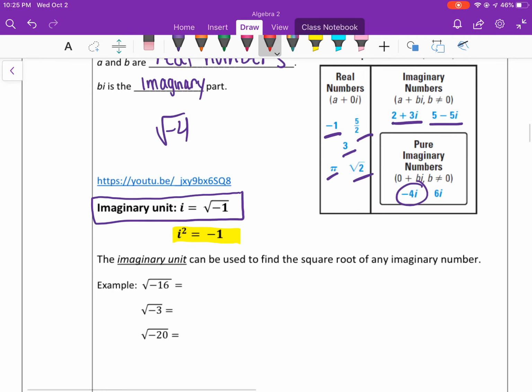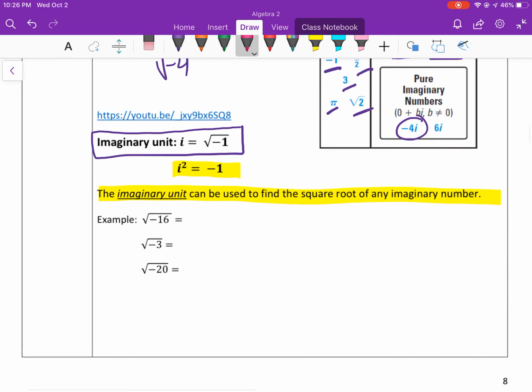The imaginary unit can be used to find the square root of any negative number. For example, since you know that the square root of 16 is 4, the square root of negative 16 is 4i. The square root of negative 3 is irrational. It's a decimal. So we would say that the square root of negative 3 is just i times the square root of 3. It's an imaginary square root of 3.